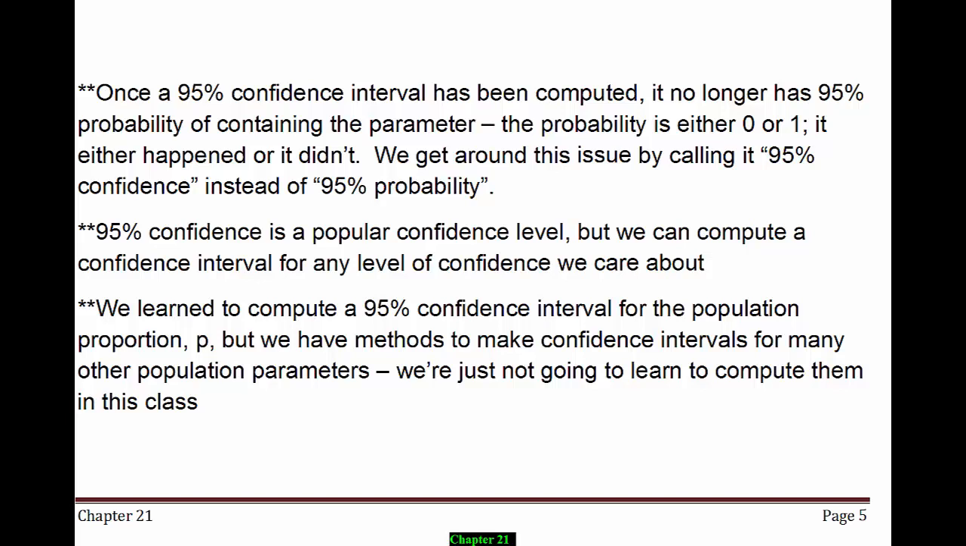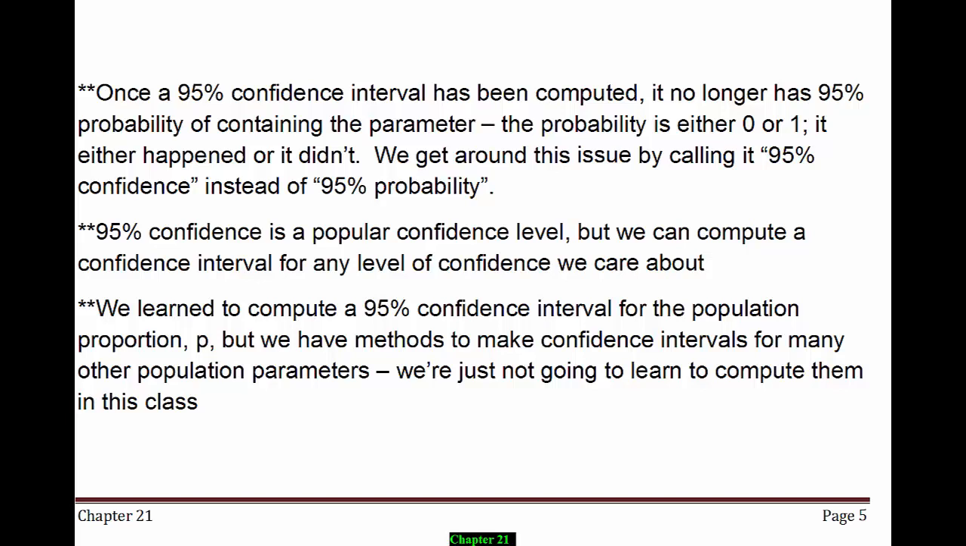Therefore, it is incorrect to use the term probability when you're interpreting a confidence interval. We always use the word confidence. There's no synonym that takes the place of it. It's a statistical term at this point. All right, 95% is a confidence.